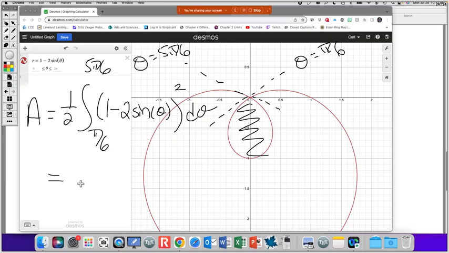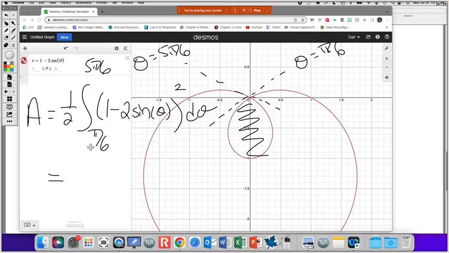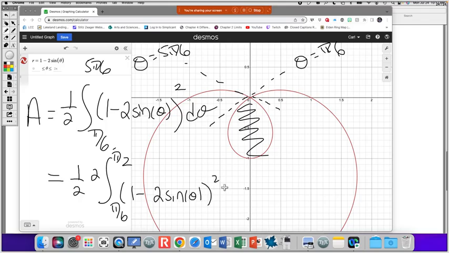But we can cut this down a little bit because of symmetry. We know that there's symmetry here. You follow? So instead of going from pi over 6 to 5 pi over 6, I could just go from pi over 6 to what? Pi over 2, and then do what with my answer? Double it. So I could do a 1/2, and I could just double, from pi over 6 to pi over 2, of (1 minus 2 sine of theta) squared d theta.